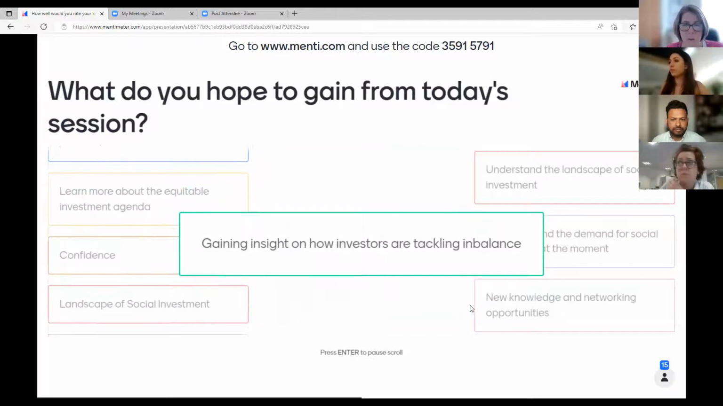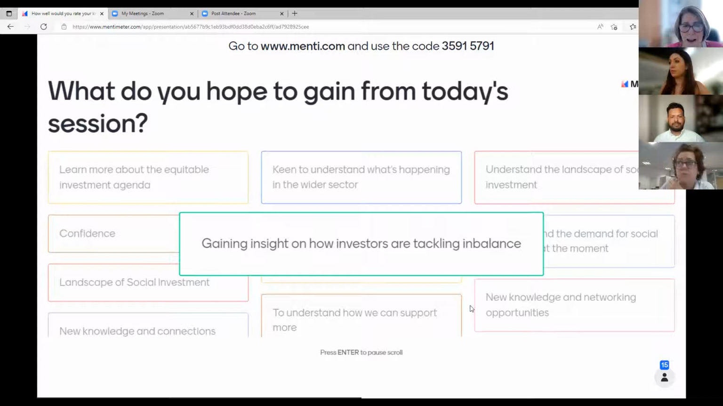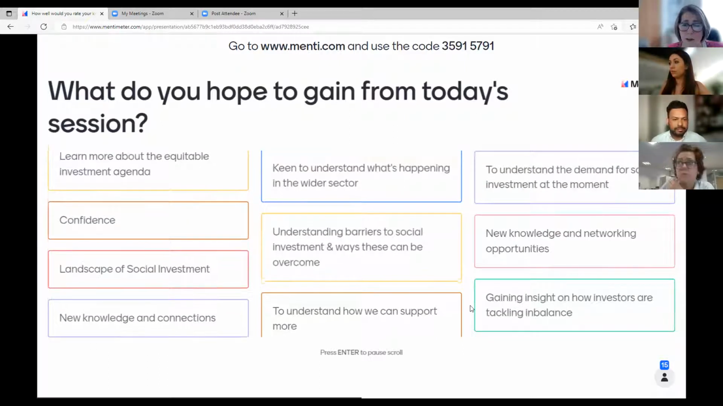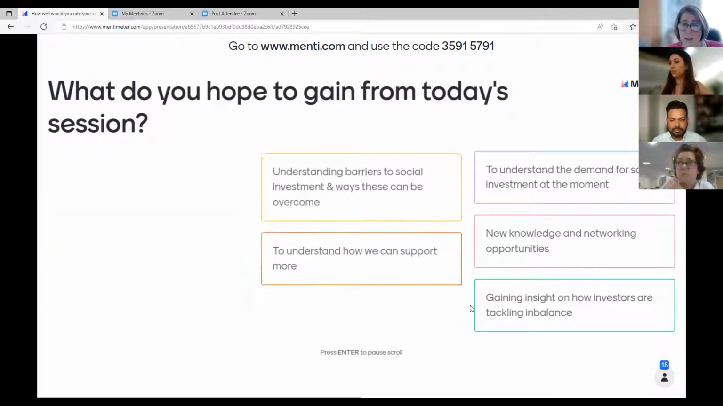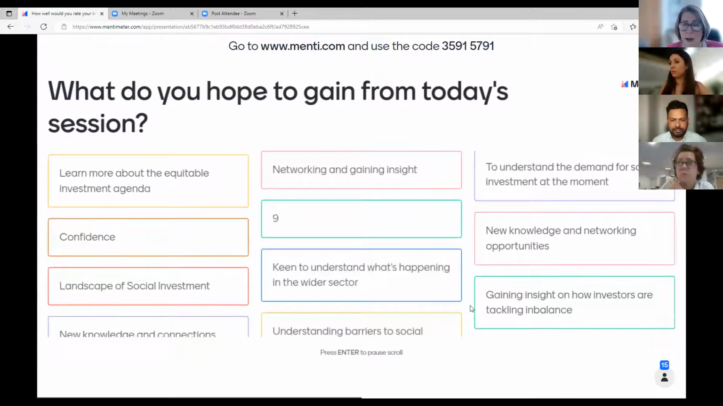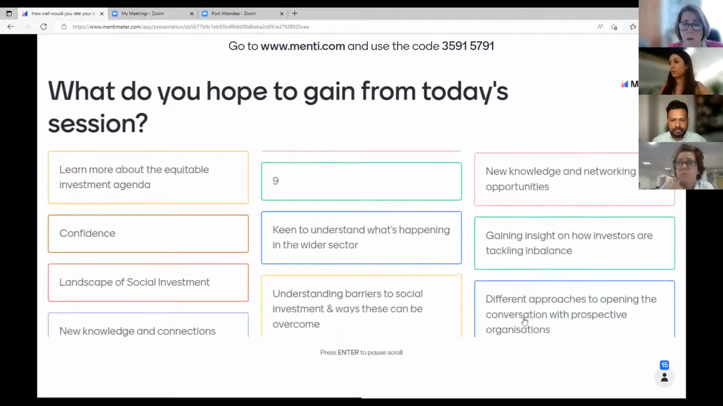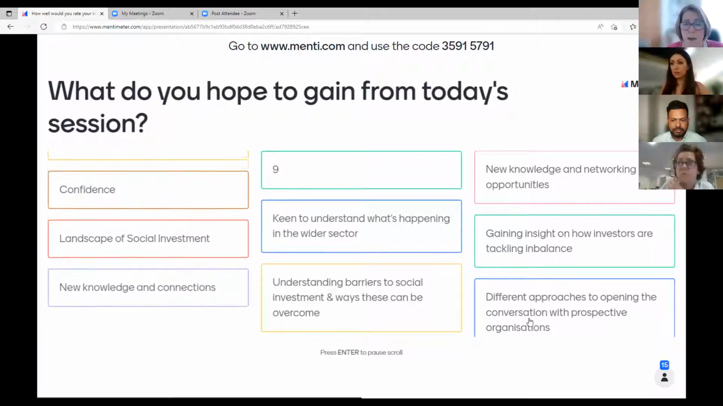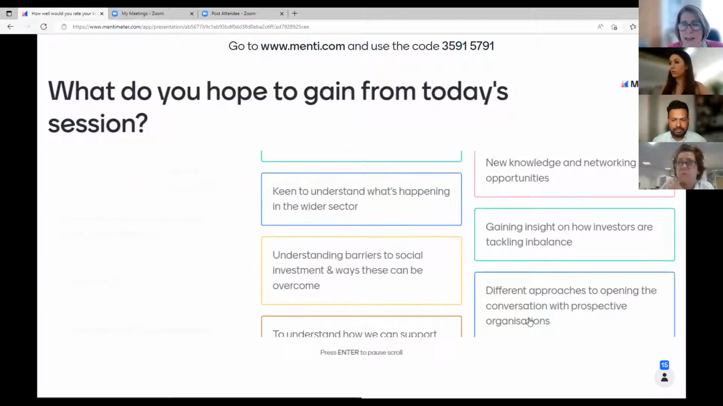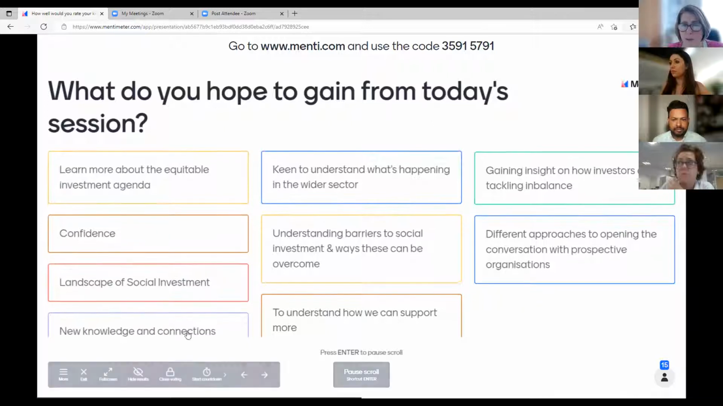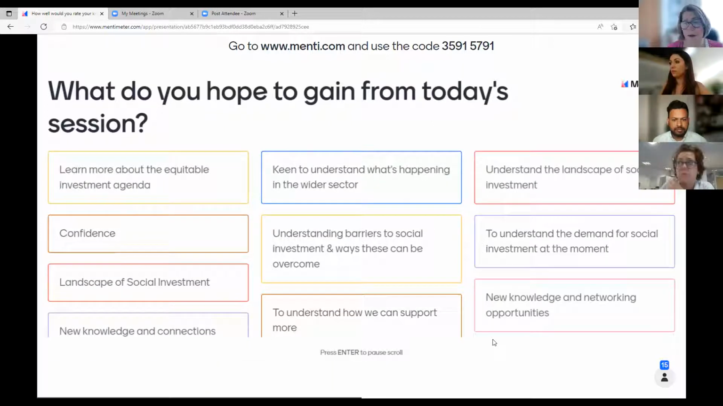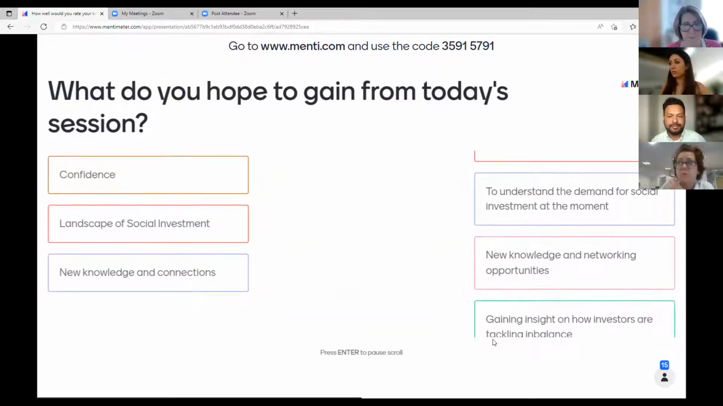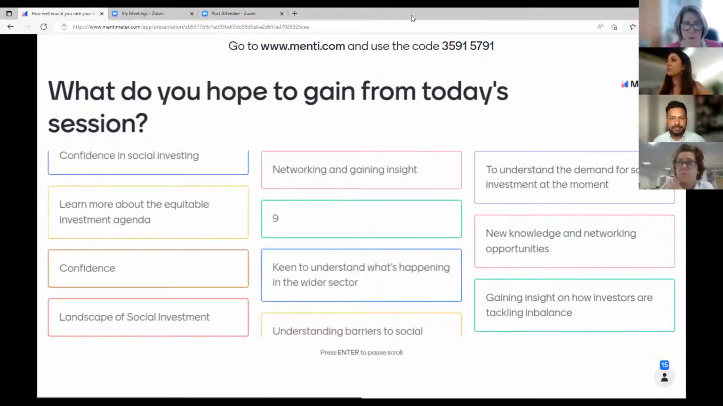And a really important one that I just got there about gaining insight on how investors are tackling imbalance is really important, not least because we know that of the existing challenges, it is not acceptable that more diverse organizations with more diverse leaders across the spectrum of protected characteristics are less likely to be able to find the investment they're looking for. And this is one step, hopefully, in trying to do something about removing some of those barriers. Okay, Olivia, we'll share those afterwards.